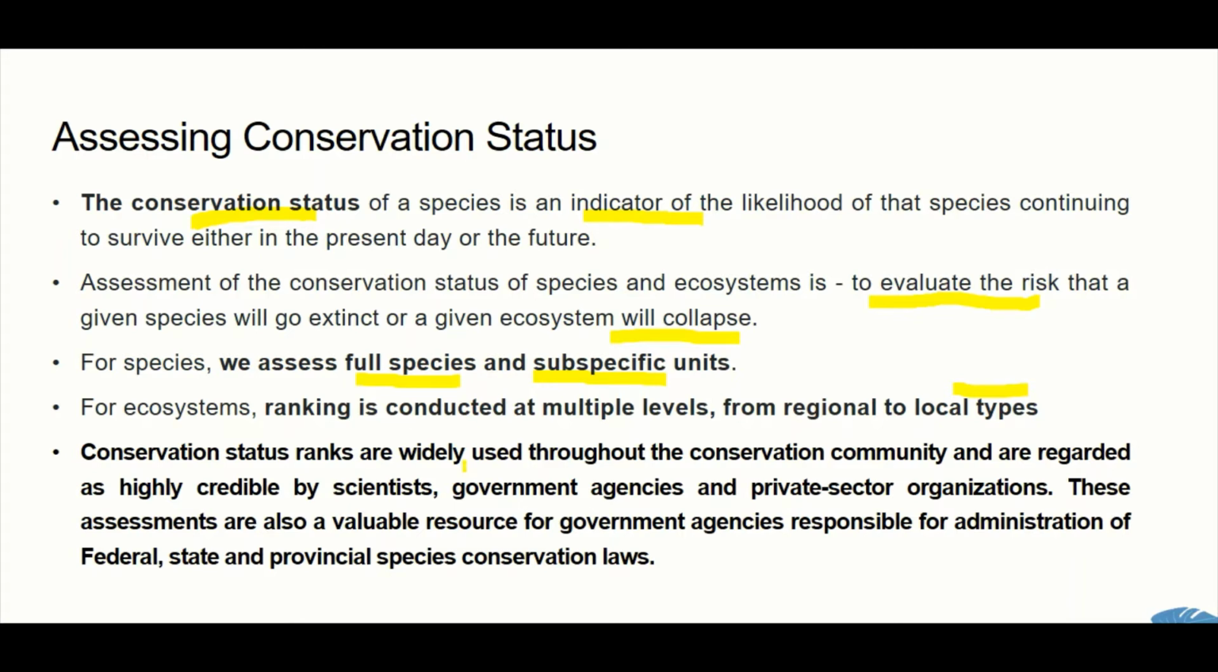Conservation status ranks are widely used throughout the conservation community and are regarded as highly credible by scientists, government agencies, and of course private sector organizations. We looked at the various parties or people who are involved in the conservation of genetic resources. Therefore, these assessments are also a valuable resource for government agencies responsible for administration of federal, state, and provincial species conservation laws. We'll also be looking at what are the various laws that we have in the world and also at national level here in Kenya.